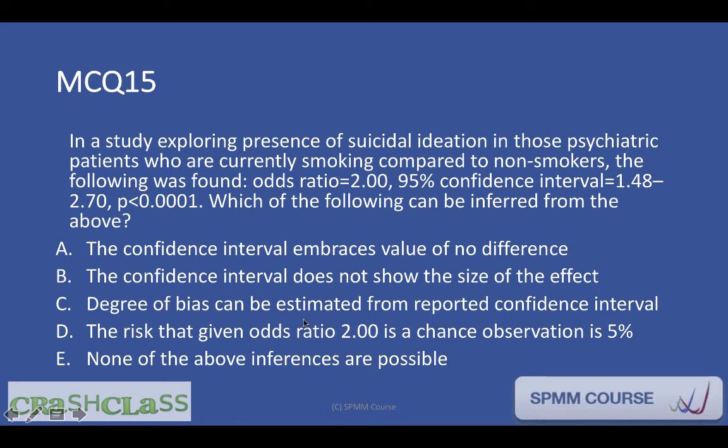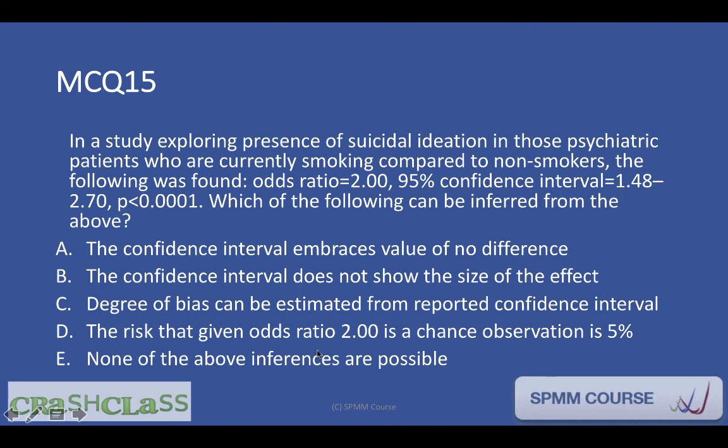Degree of bias can be estimated from a reported confidence interval. Now looking at confidence interval range, you can say how precise the result is. If the range is narrow, the result is very precise. But you cannot say whether there has been bias in the conduct of the study. So for example, if there has been attrition bias, recall bias, those things you cannot know by looking at the numbers of the confidence interval. So C is wrong as well.